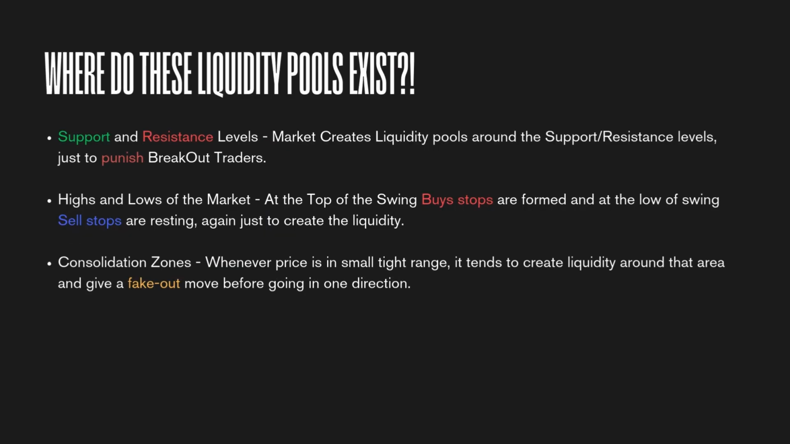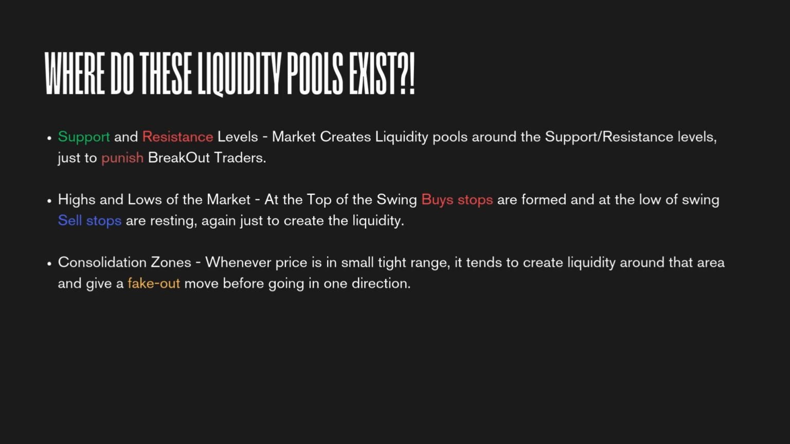So, where do these liquidity pools form and how can we identify them? Support and resistance levels. This is where many traders make the mistake of placing their stops. They believe price will bounce off support or get rejected by resistance. However, the market loves to punish breakout traders by creating fake outs at these levels. It clears the liquidity and then the real move happens.